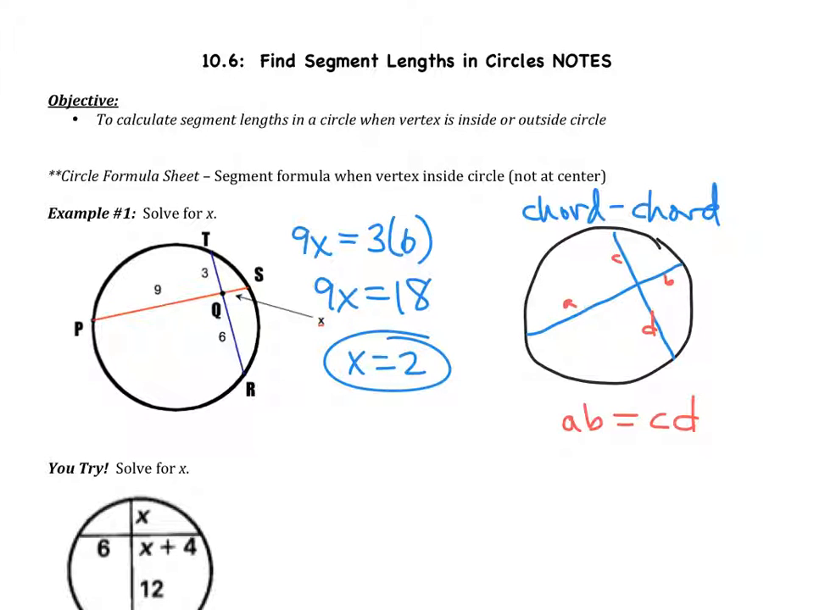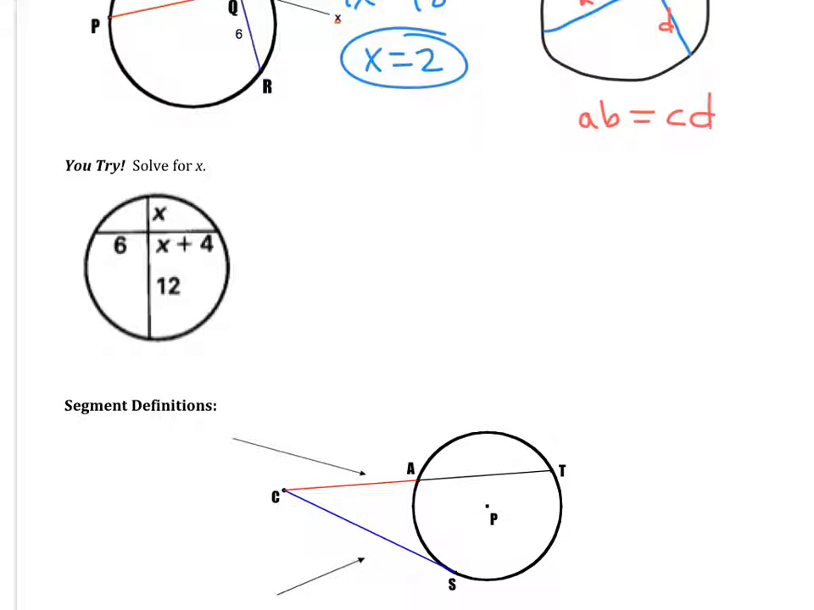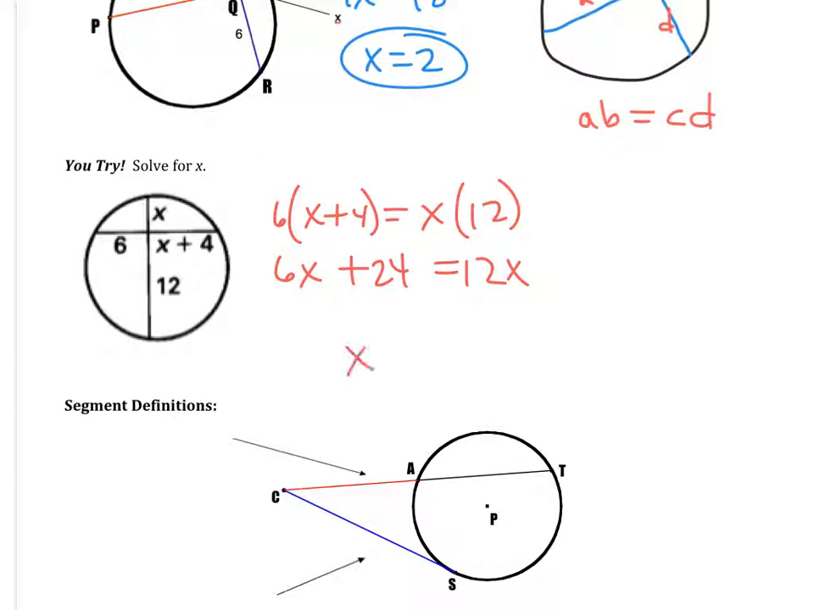You try the next one. So this one, make sure you have the left 6 times the right, x plus 4, and then the left x times the right 12. So 6x plus 24 equals 12x. Does it matter which way it goes first? Does not matter, and it looks like most of you got x equal to 4. So we're good? Yes, ma'am.